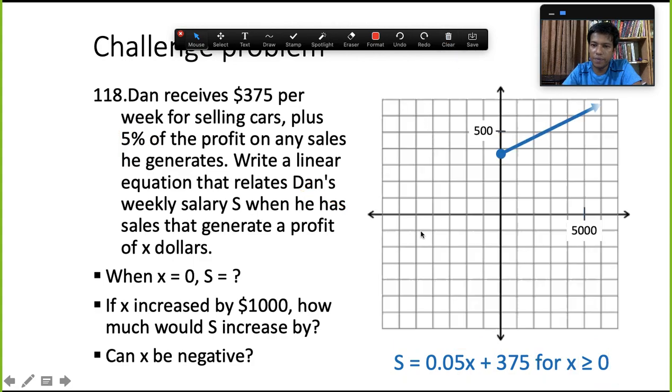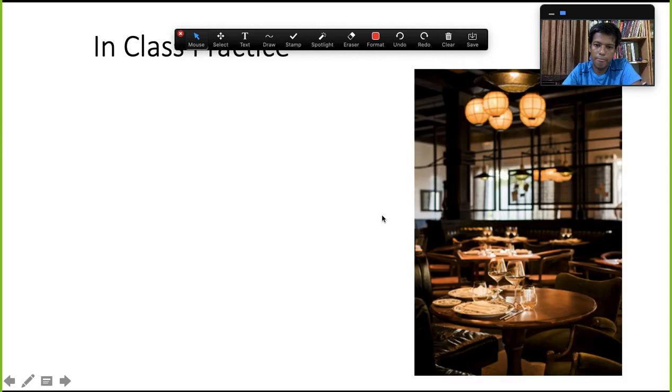And this is the graph of this function. It is written as an equation, that's why let's call it an equation. So this is the graph. It starts from here, which is 375. This value is actually 375. Then it can increase if he can sell more and more.